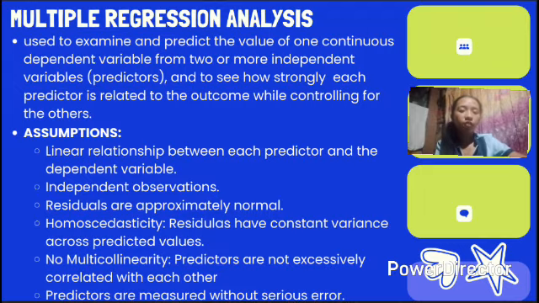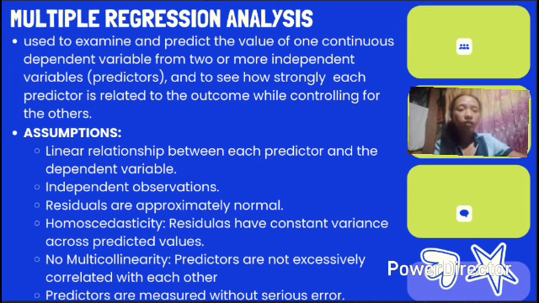Another is the multiple regression analysis. It is used to examine and predict the value of one continuous dependent variable from two or more independent variables or predictors, and to see how strongly each predictor is related to the outcome while controlling for the others.